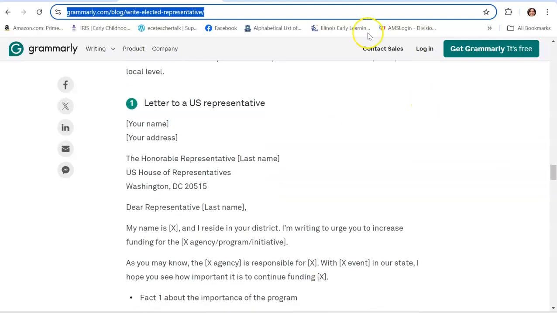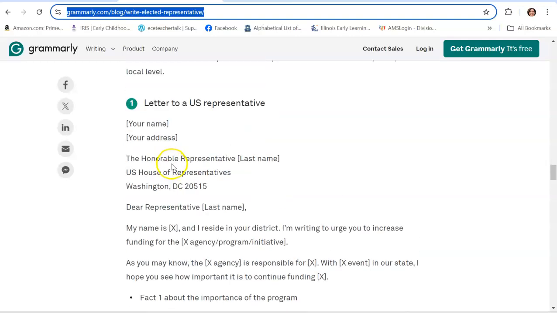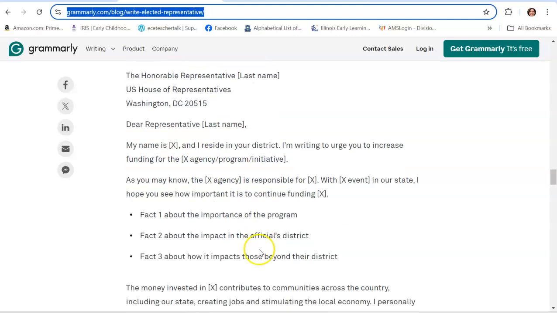And when you think about what you include, I'm just going to go down here to an example. That's the easiest way to see it. So you would include your name, your address. I know it seems sort of funny, but you would say the honorable representative, so if I was writing my federal representative, Budzinski, U.S. House of Representatives, Washington, D.C. So this is if you're writing a U.S. representative. And then you'd say, Dear Representative Budzinski, my name is Amanda Quisenberry. I reside in your district. I blah, blah, blah, blah, blah.